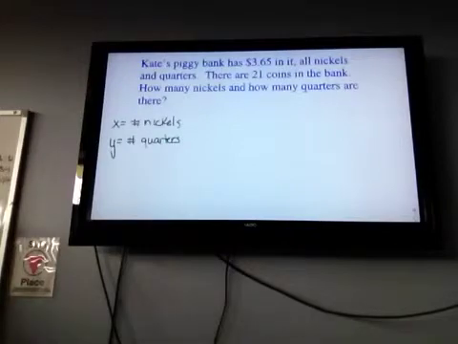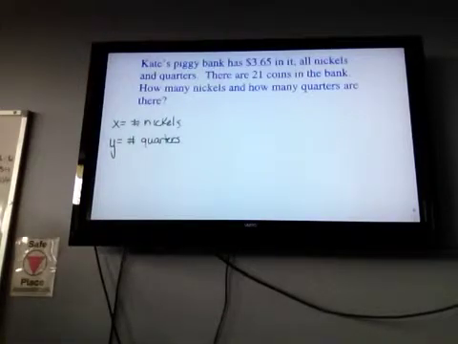So x, and it doesn't matter which one's which. But again, look at the final sentence. Look what they're asking for. That's what your x and y are going to represent. Okay, so this one's not as straightforward as the first one was.